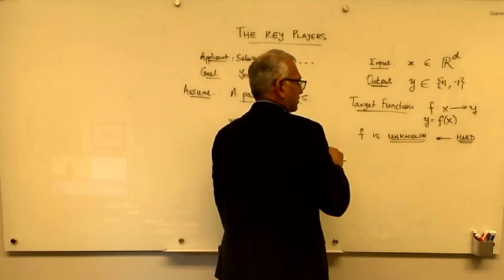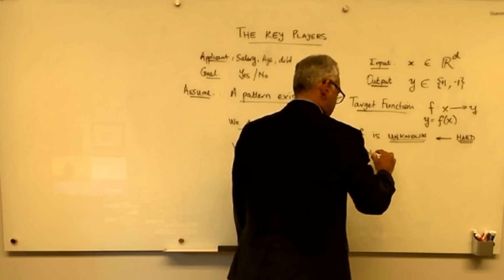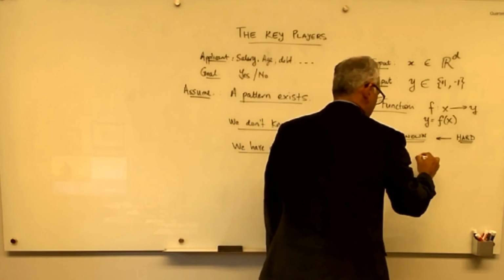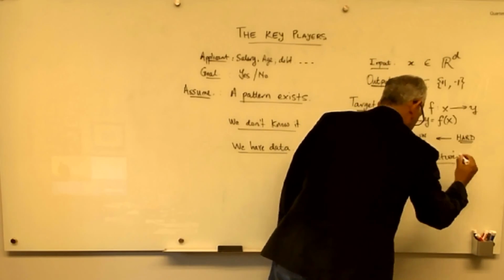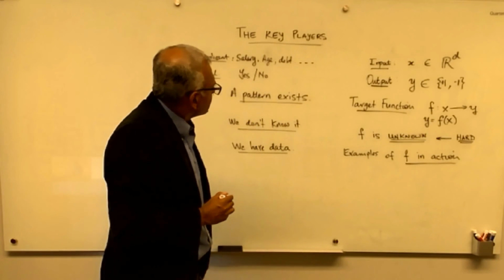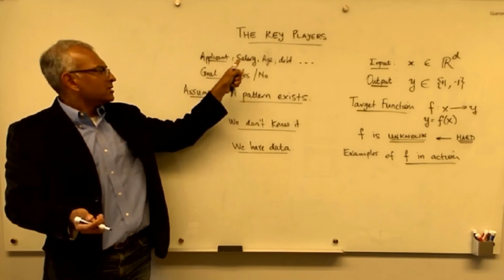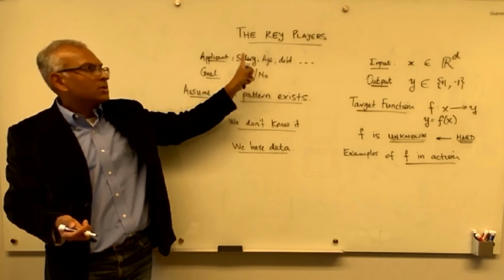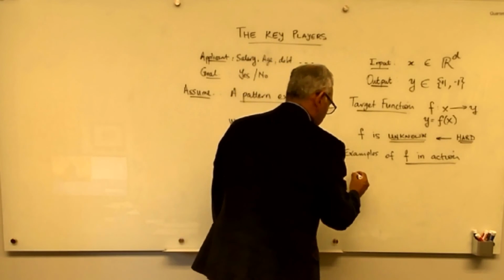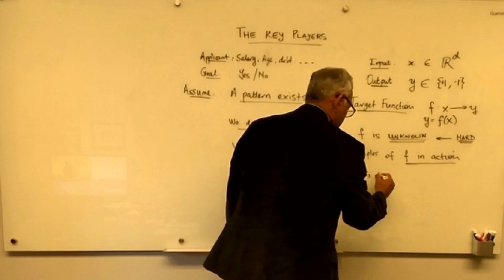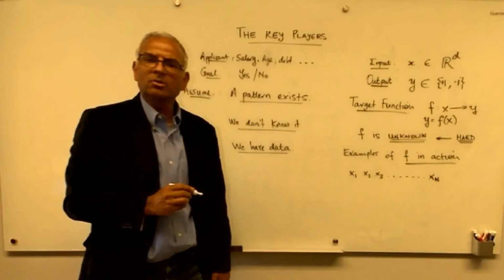So the data consists of examples of f in action. What does that mean? Just like in the credit application scenario, when you think about what the data is, you have a whole bunch of applications, which corresponds to a whole bunch of inputs: x1, x2, x3, up to xn.